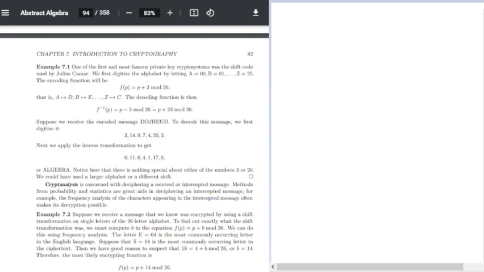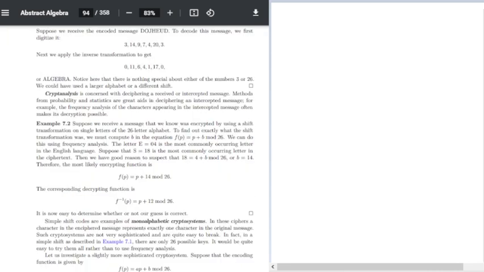Suppose we receive the encoded message DOJ HEUD. To decode this message, we first digitize it as 3, 14, 9, 7, 4, 20, 3. Next, we apply the inverse transformation to get 0, 11, 6, 4, 1, 17, 0, or algebra. Notice here that there's nothing special about either of the numbers 3 or 26. We could have used a larger alphabet or a different shift.